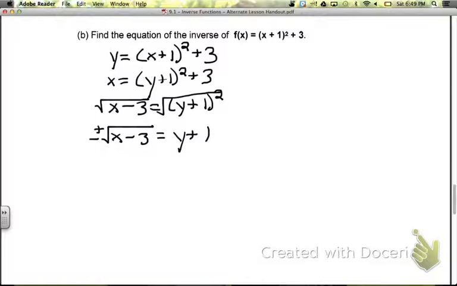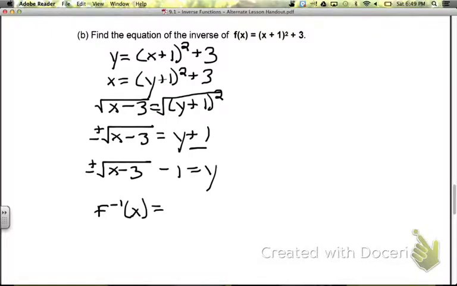Our last step is to get rid of this positive 1, so we bring it to the left side, and it becomes a negative 1. And then our last step is to write this in our inverse notation here. So f inverse of x is equal to positive or negative square root of x minus 3, minus 1.